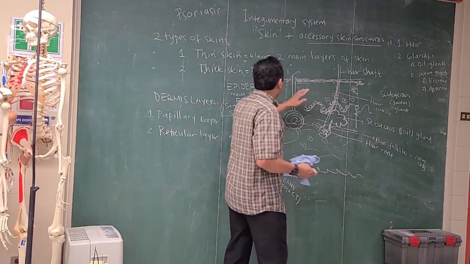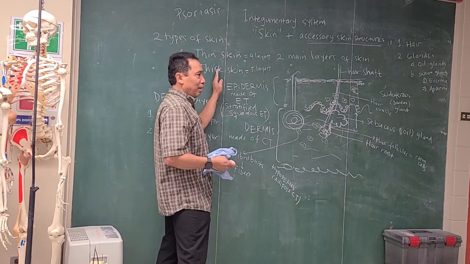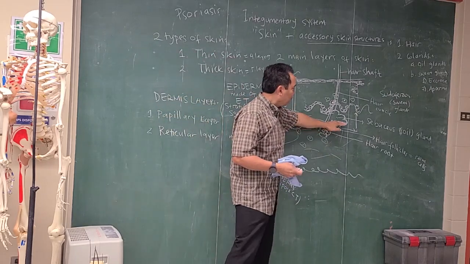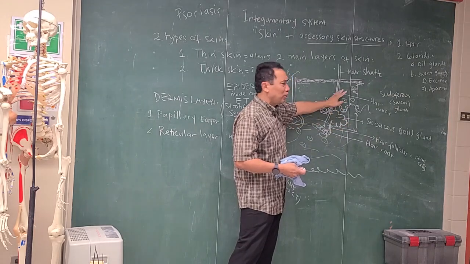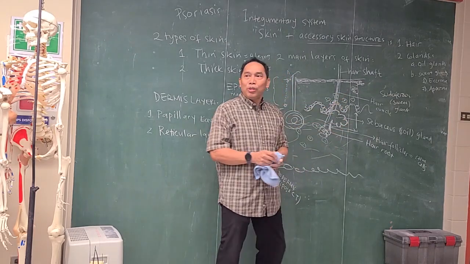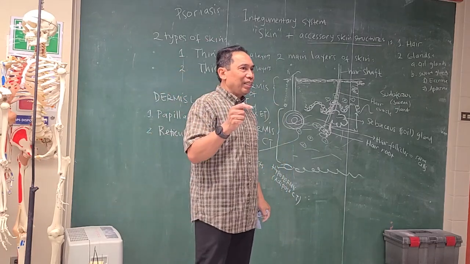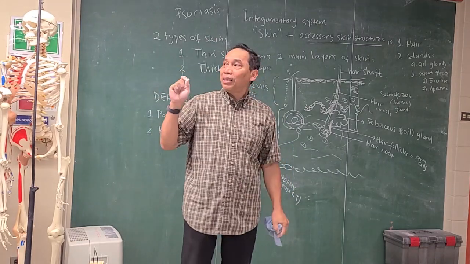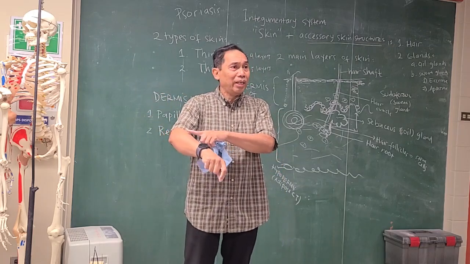Okay, now look at this. We're gonna go back to the difference between thin skin and thick skin. Based on this information, you know that sebaceous gland is always attached to the hair. So where do you think the sebaceous gland will be present? In the thick skin or in the thin skin? In the thin skin, right? So you have more oil here on the thin skin.